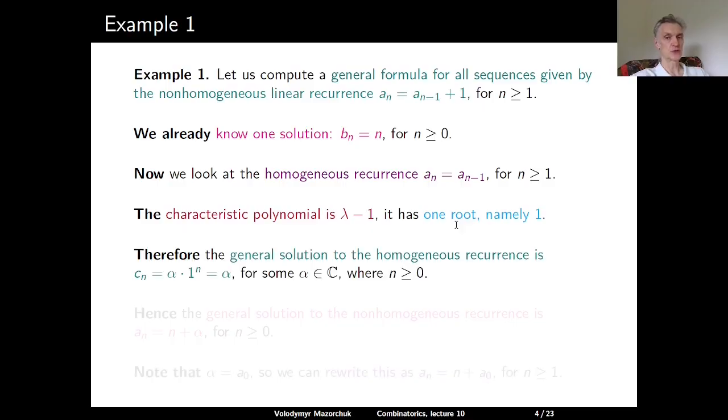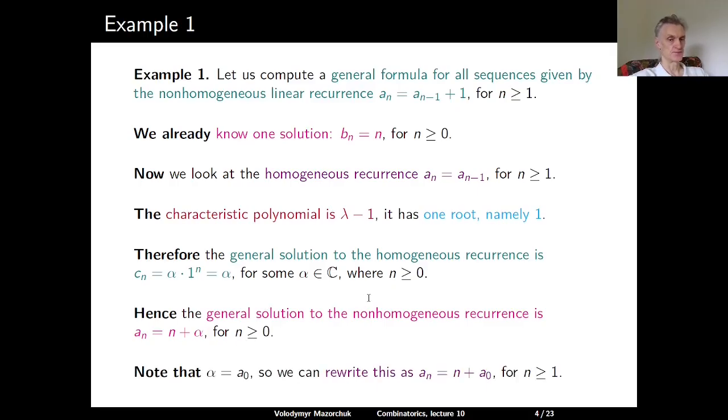Therefore, the general solution to the homogeneous recurrence looks as follows. So c_n is equal to alpha times 1 to the power n. 1 is the root of the characteristic polynomial, but 1 to the power n is 1 for any n, so it's just alpha, where alpha is a complex number. Therefore, the general solution to the non-homogeneous recurrence looks as follows. a_n is equal to n, that's our particular solution, plus alpha, alpha is some complex number, for all n greater than or equal to 0.